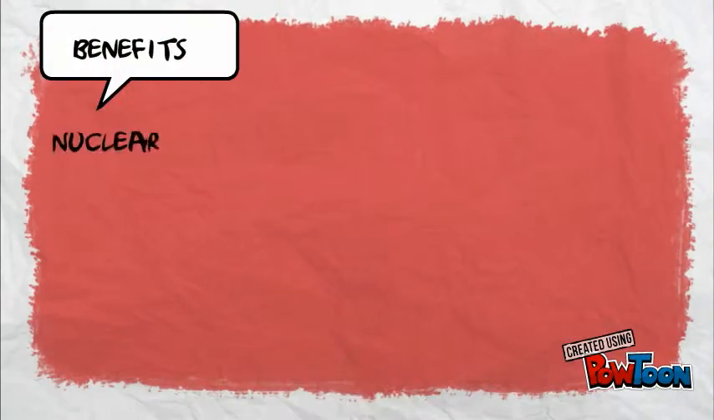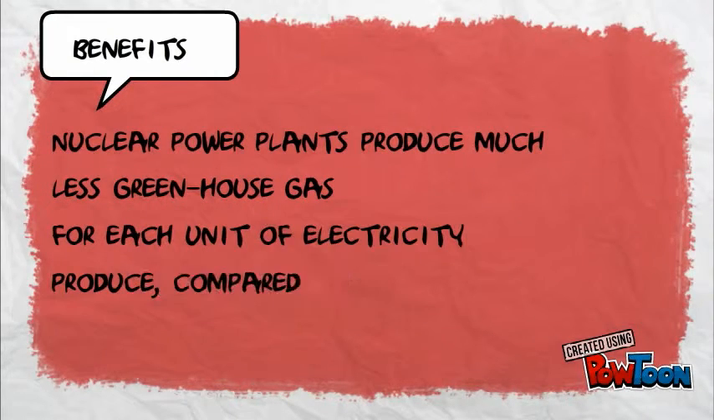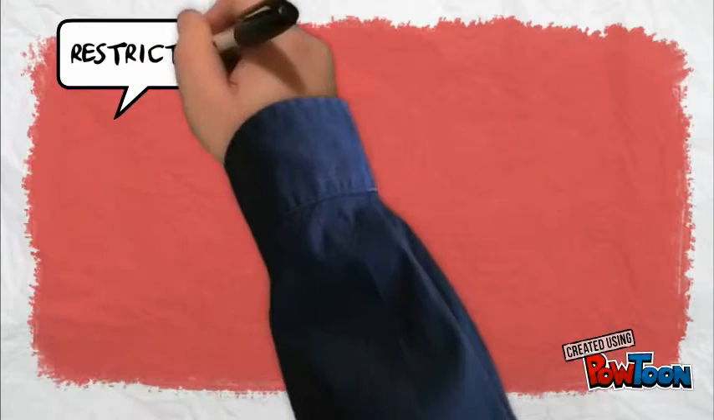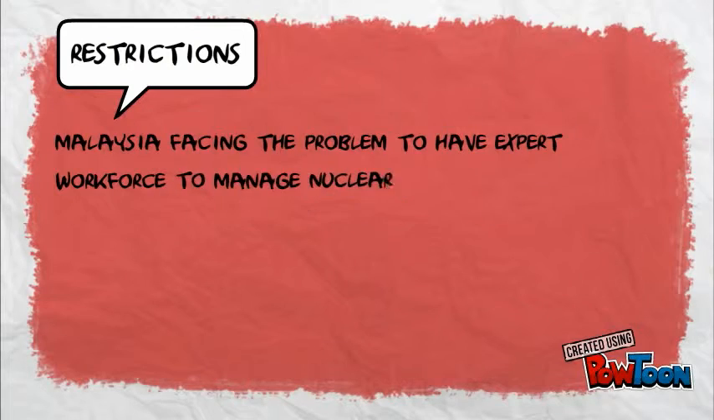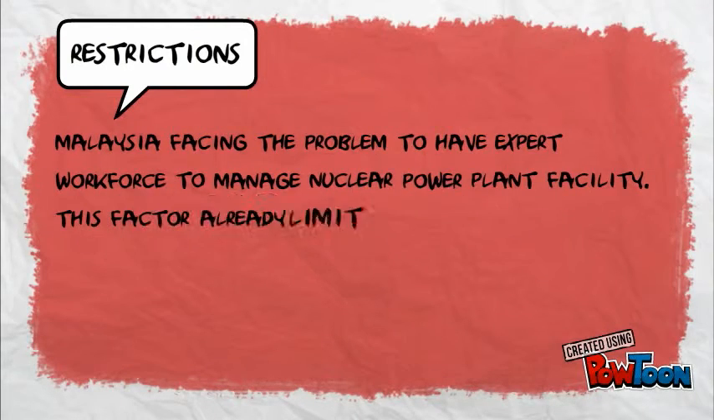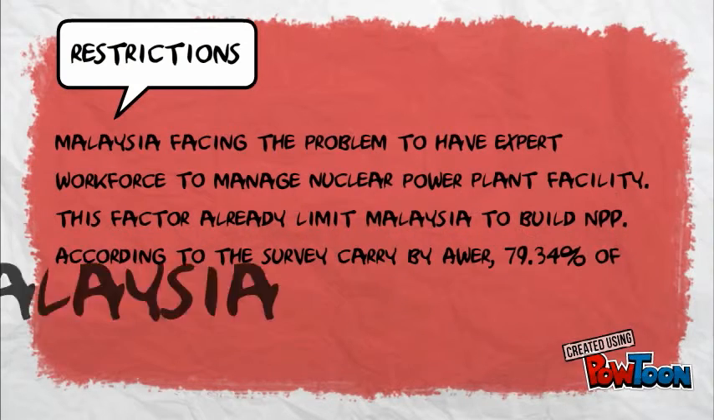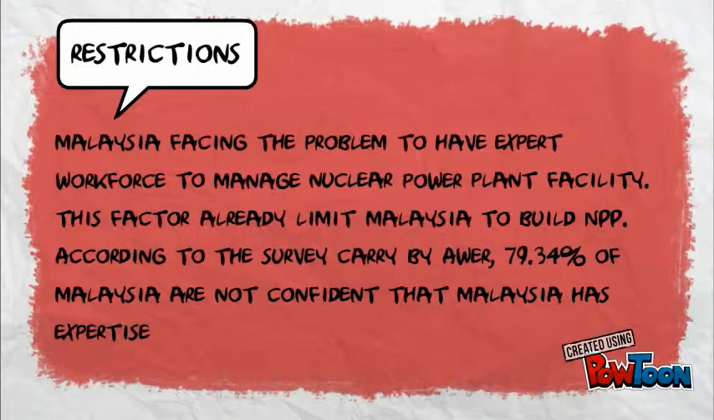The benefit of having nuclear power plants is that they can produce much less greenhouse gas for each unit of electricity produced compared to fossil fuels. Malaysia is facing the problem of having an expert workforce to manage nuclear power plant facilities. This factor already limits Malaysia from building nuclear power plants. According to the survey carried out by the Association of Water and Energy Research Malaysia, 79.34% of Malaysians are not confident that Malaysia has an expert workforce.